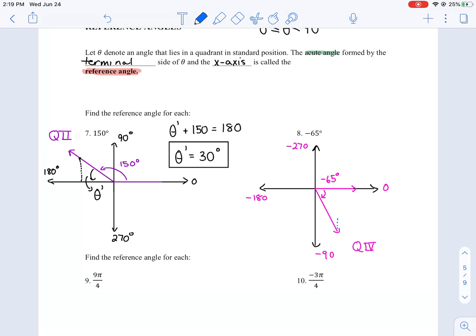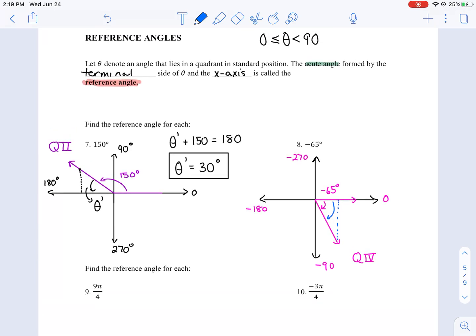So just like the previous example, I'm going to place a line from the terminal side to the x-axis. And this is the acute angle that I'm going to reference. And that acute angle happens to be the same exact angle as the problem that's given. However, instead of the reference angle being a negative 65, the reference angle is going to be a positive 65 degrees. And that's because the acute angle has to be between 0 and 90 degrees.